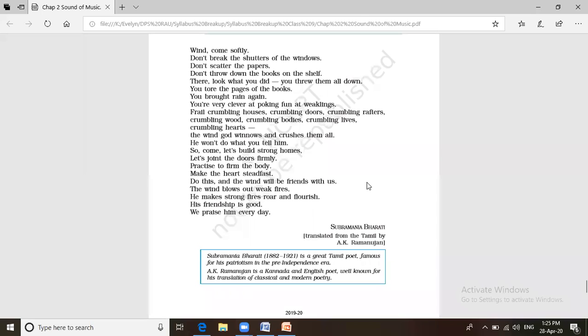Thank you, Zainab. Now we come to the remaining part. This part is very, very important, right from frail downwards. It's very important for the references. Now, the wind god winnows and crushes them all. Only this one line, I want somebody to explain it in the most beautiful manner ever.